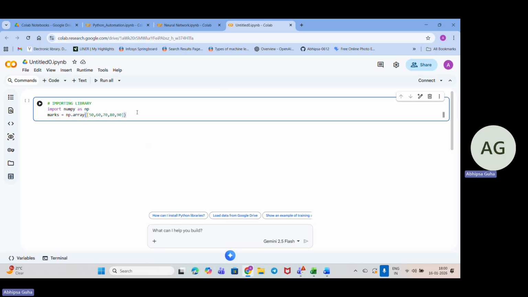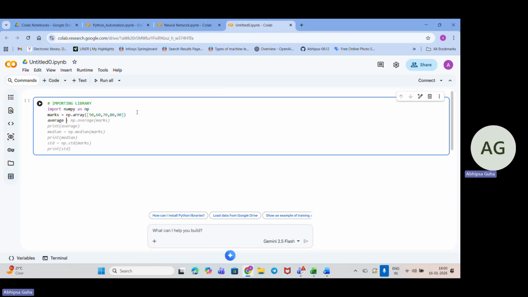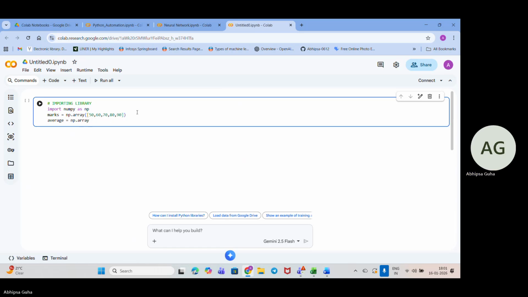Now suppose we need to do the average. So average is equal to np.mean, and we are putting marks. So np.mean, that is mean is equal to average, and marks is the variable where we have just stored the data.